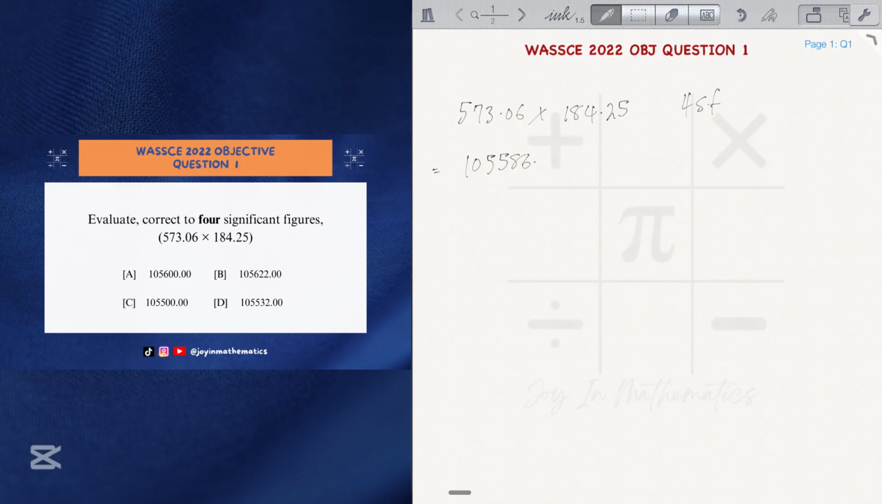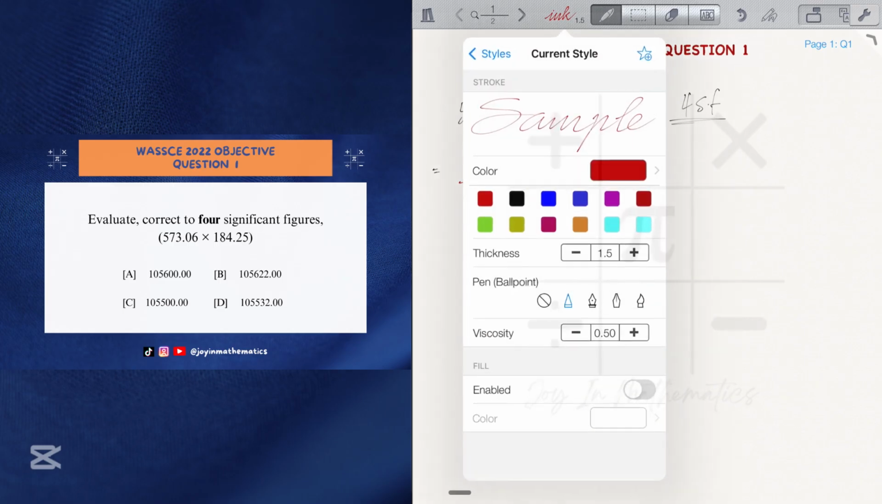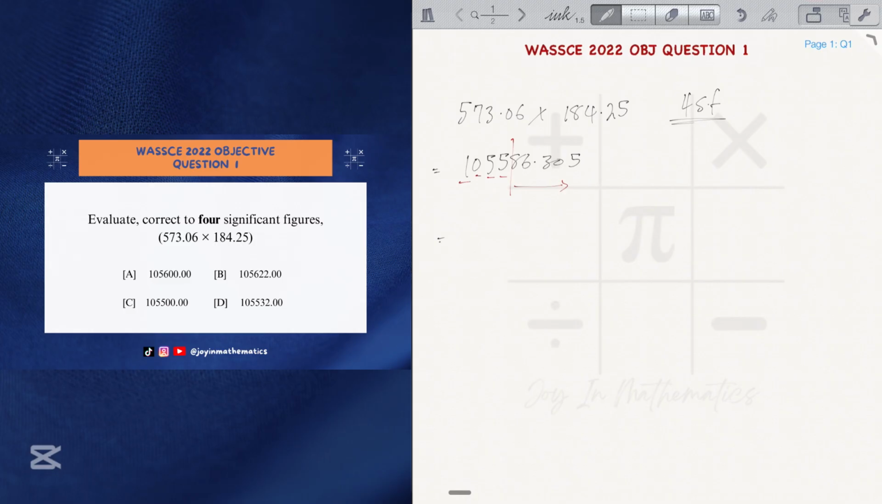105586.305. Now the technicality to this question comes when we want to convert to four significant figures. Converting to four significant figures, we start from the left, 1 2 3 4, and thereafter all the rest will nullify to 0. In nullifying it to 0, we make some approximation, especially the last digits from 5 to 6, because we have 8 here. So the result will be 105600.000, and this is equivalent to option A.